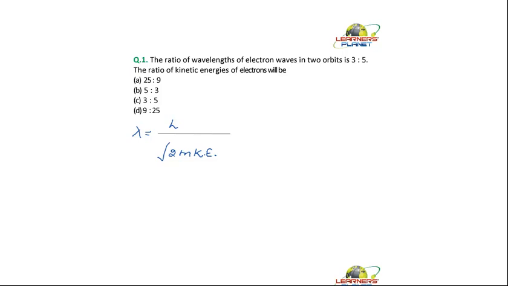Now, what can be deduced from here, students? What is the relationship between lambda and kinetic energy? The lambda is inversely proportional to the square root of kinetic energy. Okay? So, what can be done here? What we can write here? That lambda 1 upon lambda 2 is equal to square root of kinetic energy 1 upon square root of kinetic energy 2, because there is an inverse relationship.